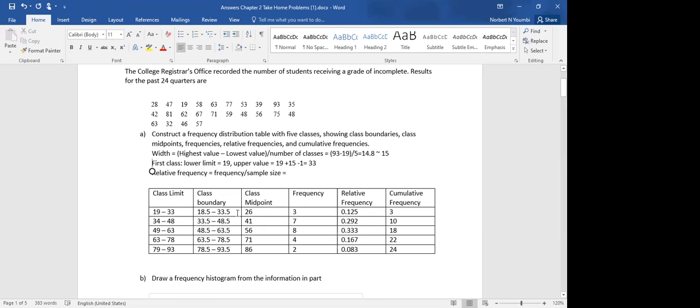The class midpoint is the average of the two numbers, either of the class limits or the class boundaries. If you take the average, you will get the same number. That is adding the two numbers and dividing by 2.